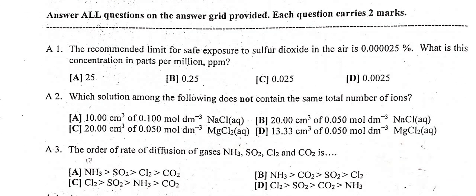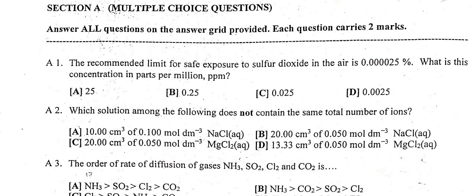Yeah, so let's start with section A. Section A says, answer all questions on the grid provided. Each question carries 12 marks. So they're going to give you a booklet that has portions where you can mark or cross. They'll give you the instructions. Yeah, they'll say on the booklet.